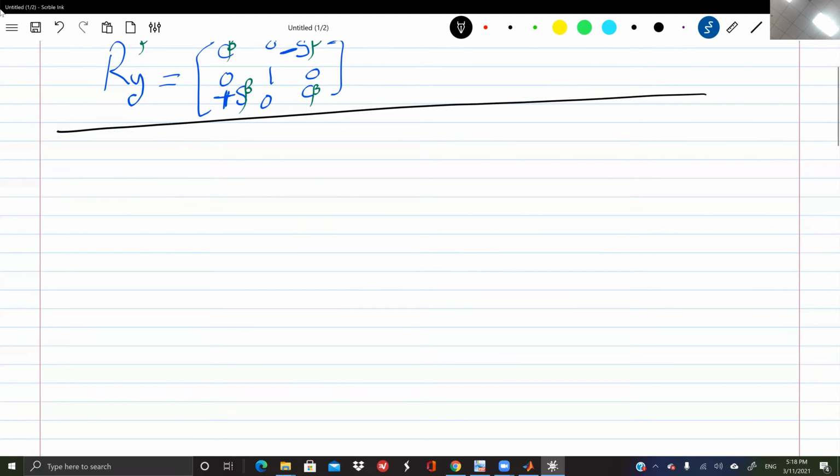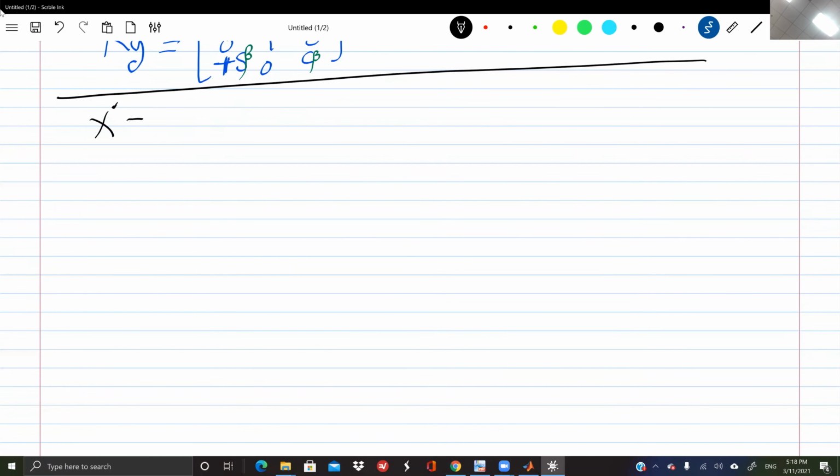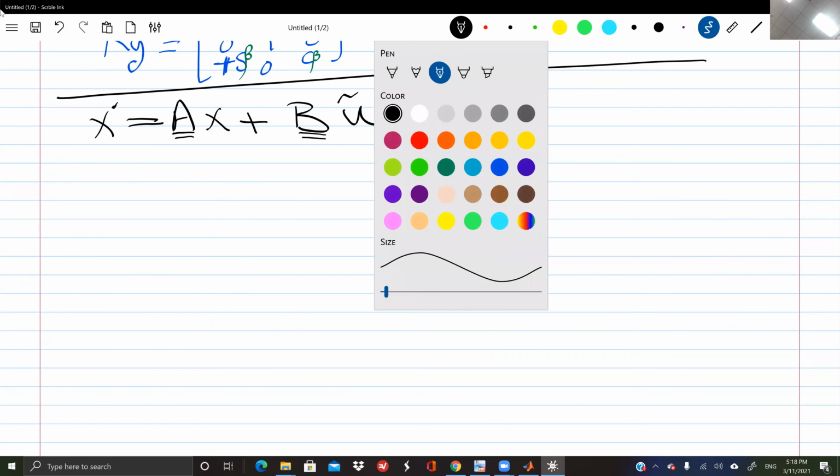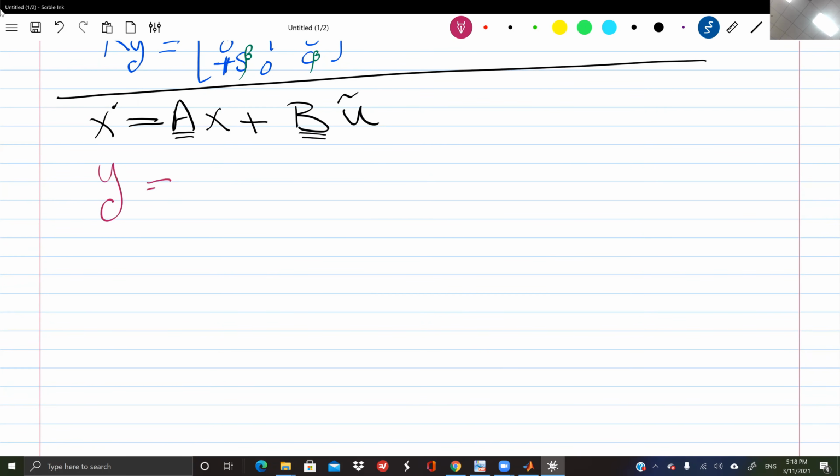In fact, the state space model is x dot equals Ax plus Bu. This is the input. So these are the A and B. It's not only this equation. There is another equation, which is called y equals Cx plus Du.